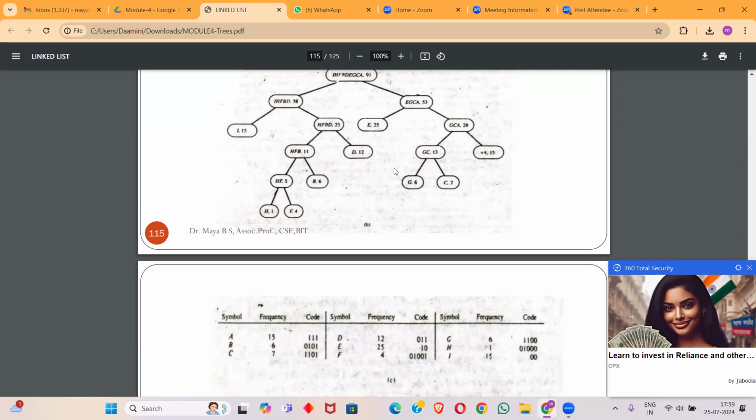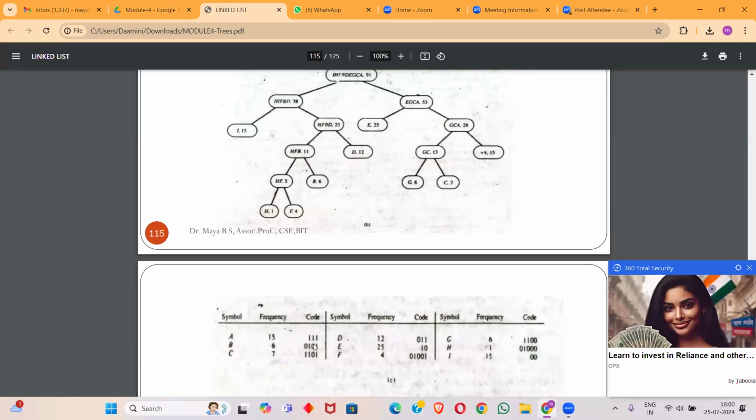In the exam, you can write "explain Huffman algorithm" with an example. You can take any example, any number of frequencies and any number of codes you can write. Whatever code you write, according to that, you need to construct the tree. Or whatever tree you construct, according to that, you need to write a code. So both have to be balanced together. See, for example, A is 15, 1, 1, 1.